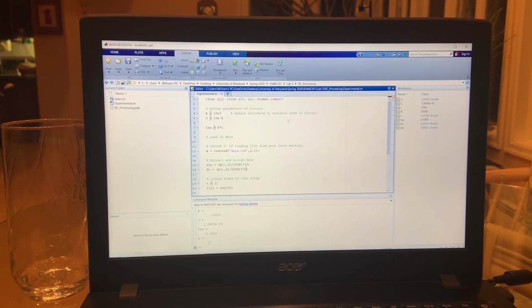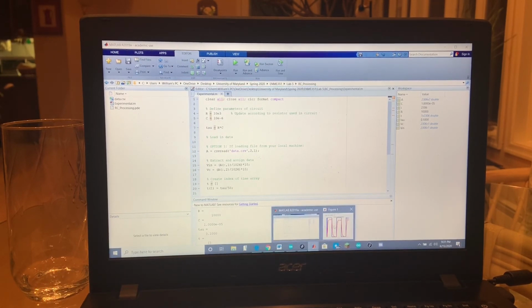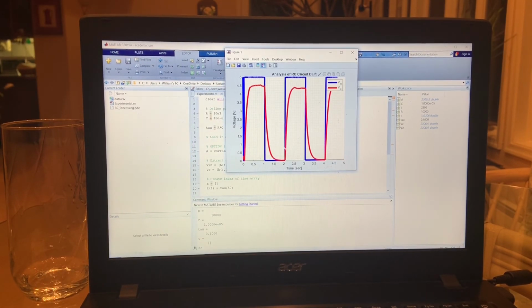All right, so now we're doing the MATLAB experimental part with the 10 kilo ohm resistor. We defined our R here. We used option 1 because it's from our local machine. We converted to volts by dividing by 1024 times 3. If we look at our screenshot for this, we can see that it looks about right. It's very similar to the processing, except it's all on one graph here. Voltage is on the y-axis, and time is on the x-axis.